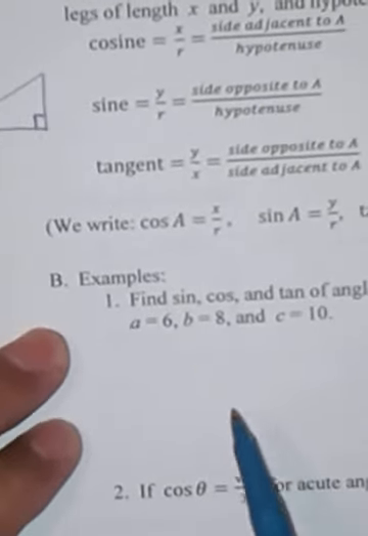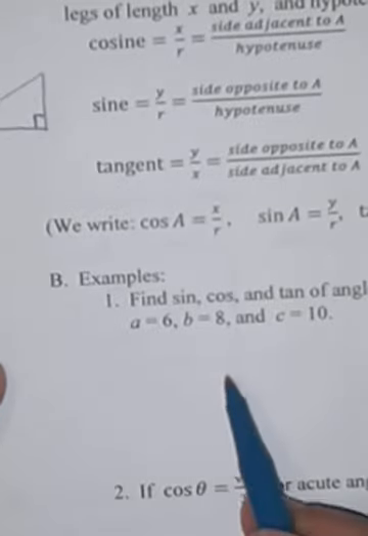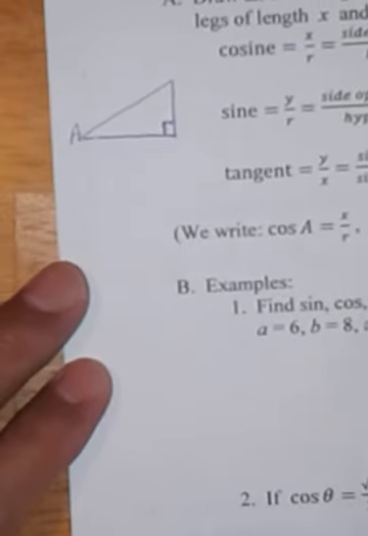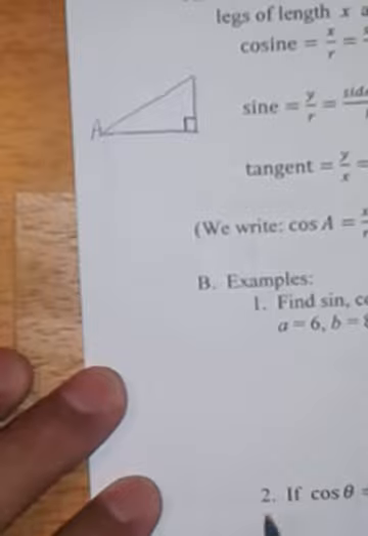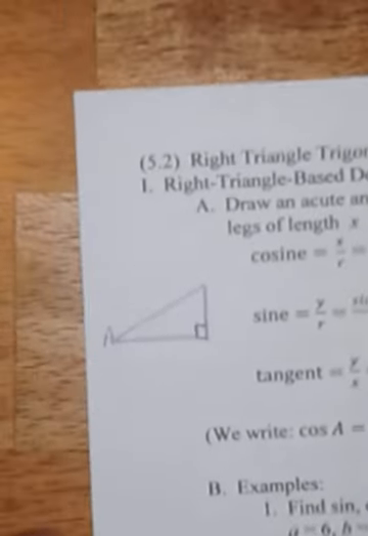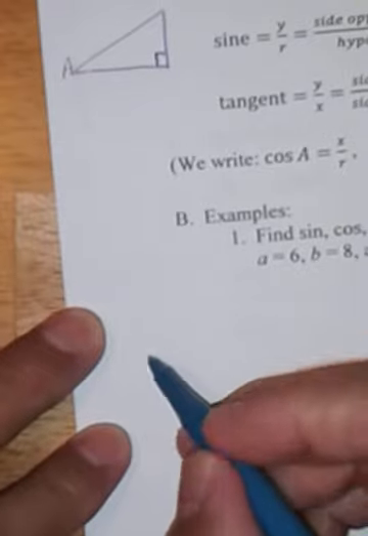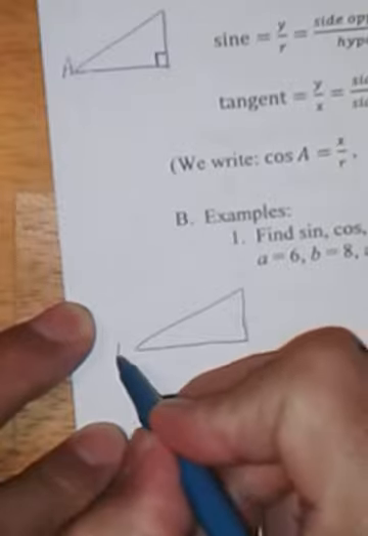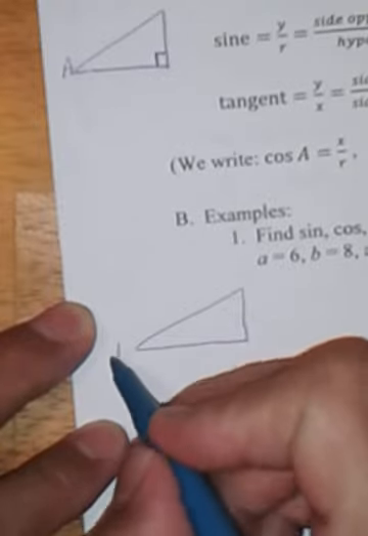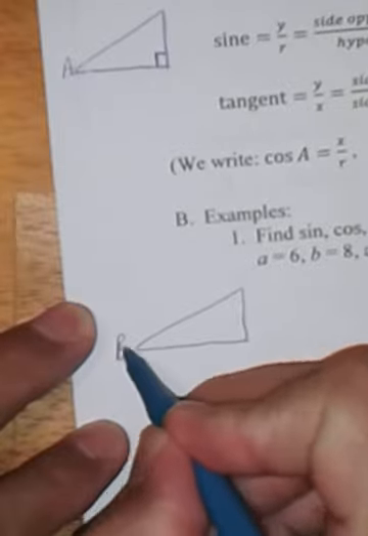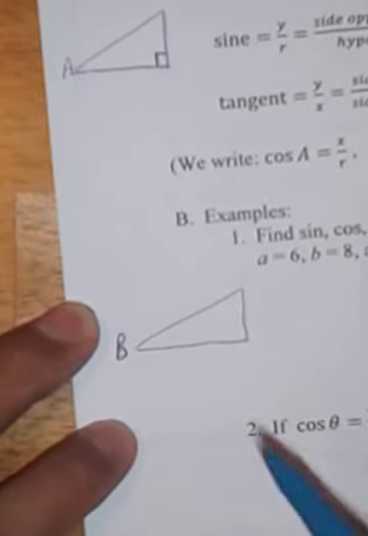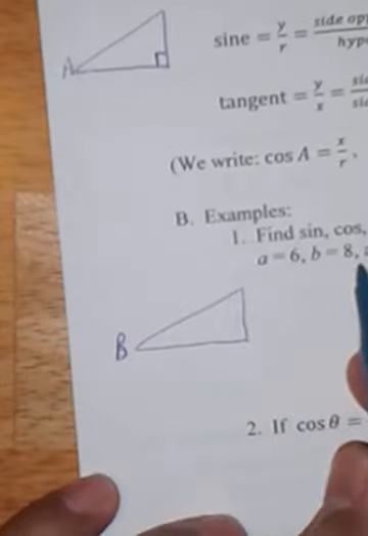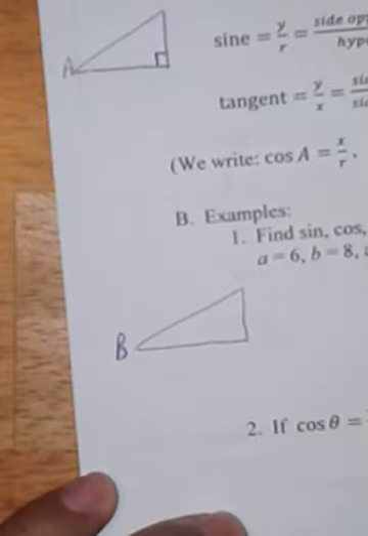So the examples part B says, example 1, find sine, cosine, and tangent of angle B of a right triangle ABC with a equals 6, b equals 8, and c equals 10. Notice it's a right triangle, so it looks kind of like the one that I just drew, but this one, let me redraw, and I'll just fill in the numbers. So this is angle B that I have here. Well, where's side a though? Because angle B is capital B, and then we have little a equals 6, little b equals 8, little c equals 10. So all the angles are labeled with capital letters.